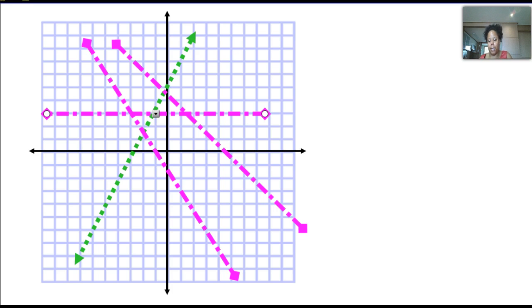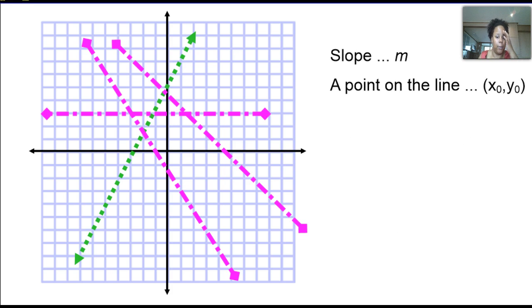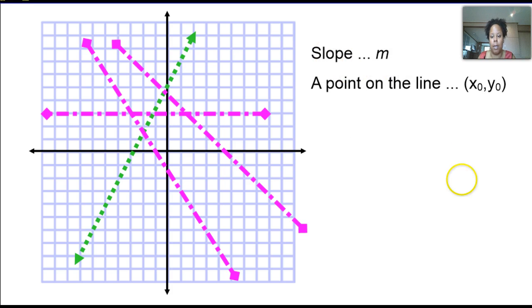So that means we need to include the slope in the representation of the line in a formula. The second thing that every line has are points on the line. And all we need is one point to represent information about the line. So two important components of a line are the slope and a point on the line. And this point is indicated by the terminology x naught, y naught. And we're going to take a look at how to write the equation of a line.